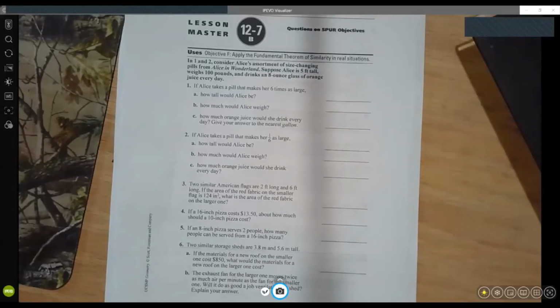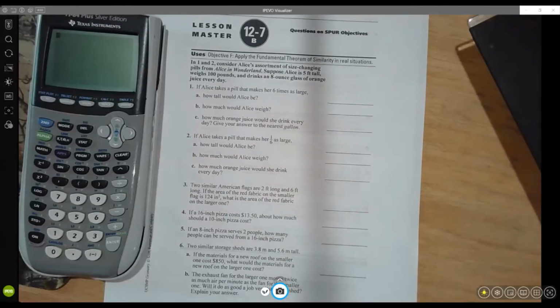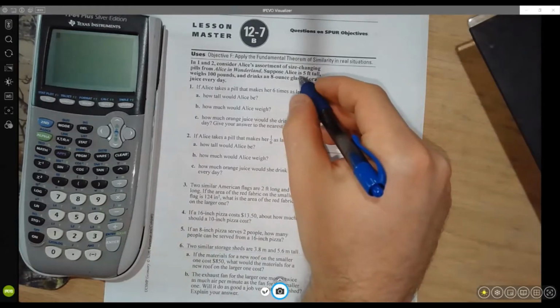Okay, so let's go over the 12-7 master to see if you're understanding this fundamental theorem of similarity. If Alice takes a pill that makes her 6 times as large, how tall would Alice be? So height is one-dimensional. Her original height is 5 feet tall.